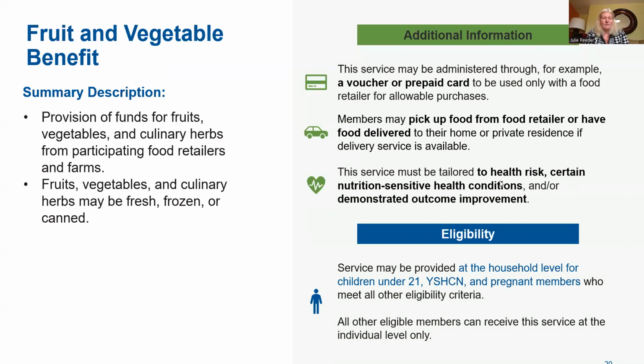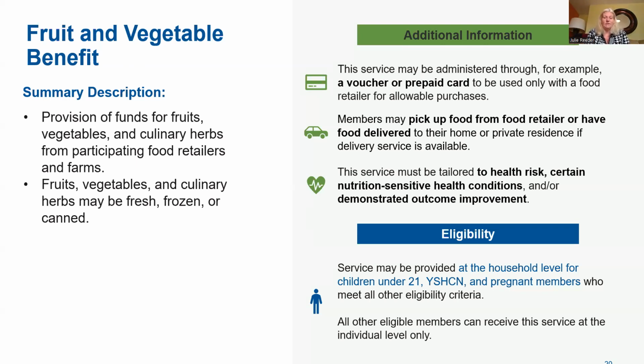And finally, the fruit and vegetable benefit. So this is a specific dollar amount to purchase specifically fruits and vegetables and culinary herbs. That can be from a regular retail establishment. It could be farmer's market. It could be a farm stand. It could be a CSA, so community supported agriculture. And it can be all forms, so fresh, frozen, or canned.